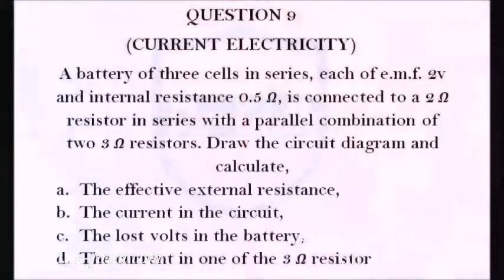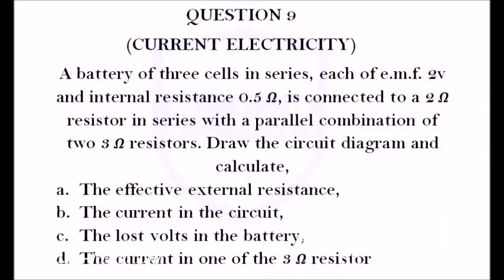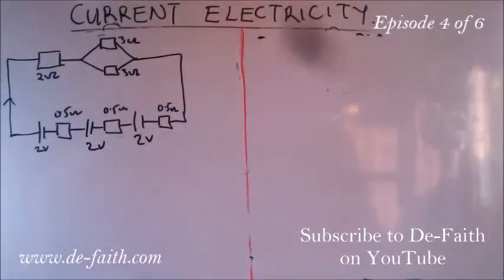The next question says a battery of 3 cells in series, each of electromotive force 2 volts and internal resistance 0.5 ohms, is connected to a 2 ohm resistor in series with a parallel combination of two 3 ohm resistors. Draw the circuit diagram and calculate A, the effective external resistance, B, the current in the circuit, C, the lost volts in the battery, D, the current in one of the 3 ohm resistors.